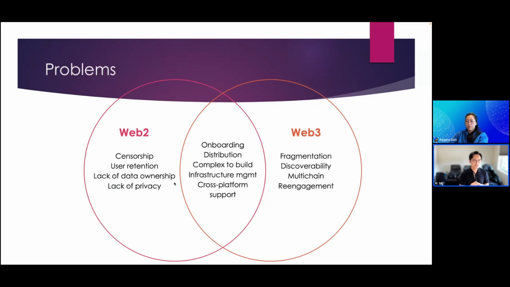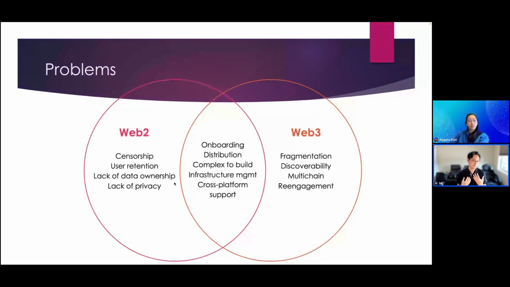So here are some of the problems we are trying to solve with the blockchain operating system. As I mentioned earlier, we already have issues in Web2, such as censorship, the lack of data ownership, and so forth. But unfortunately, in Web3, we already have our own issues, such as fragmentation of the ecosystems. Each blockchain has its own applications, its own tooling, its own experience, right? So our ecosystems are quite fragmented.